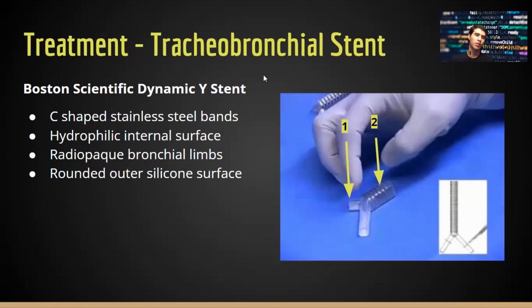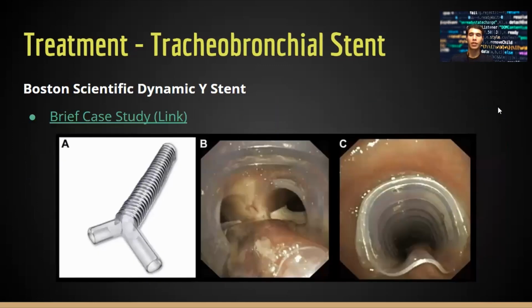And particularly one product that's used is Boston Scientific Dynamic Y stents. So this is a product to the right, just to get an idea of how it is to scale. Pretty small. But this is put down someone's trachea. So they usually get a, what's it called, a bronchoscope. And a bronchoscope just takes you all the way down to the trachea. And they slide it in there with some forceps. And this is a brief case study so you can look at exactly how they do it.